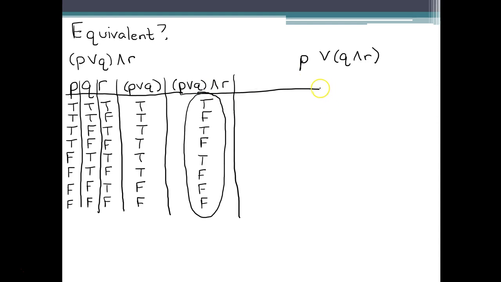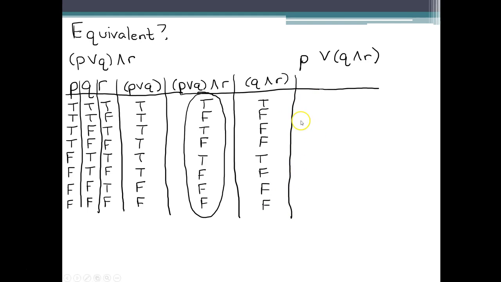Now again, I'm just going to tack on to that truth table to do the other statement. The other statement has parentheses Q and R, so we got to do that. T and T is true, T and F is false, F and T is false, F and F is false, T and T is true, T and F is false, F and T is false, F and F is false. And then we got to do P column or this Q and R we just did. And then or, just one of them has to be true to be true.